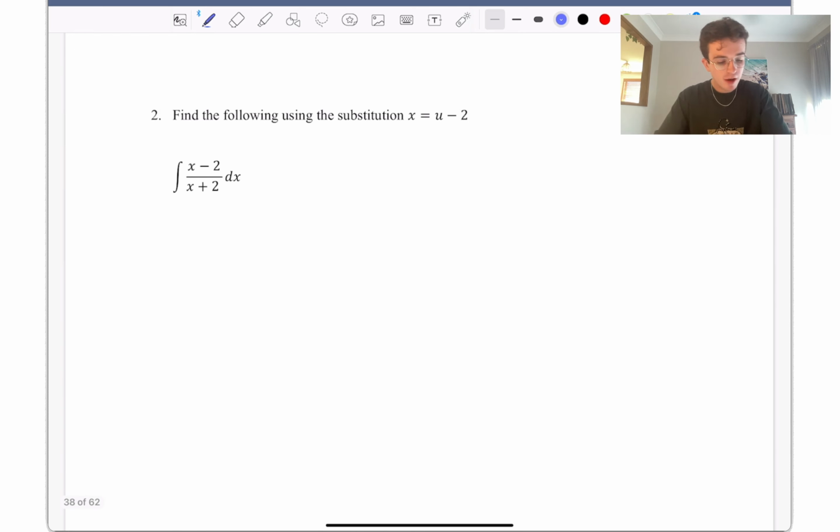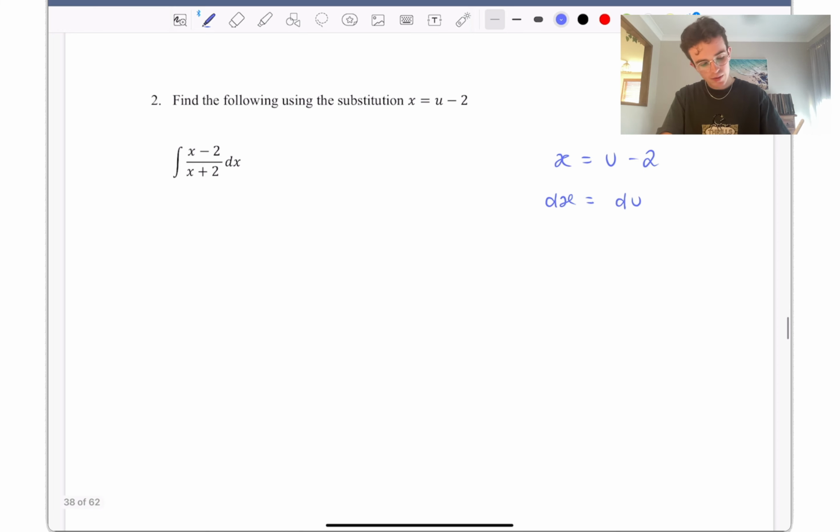Okay. Next question, we're finding the integral of x minus 2 on x plus 2 using the substitution x is u minus 2. Let's write that to the side. x is equal to u minus 2. That means dx is du. That's really easy because I can just replace dx with du.